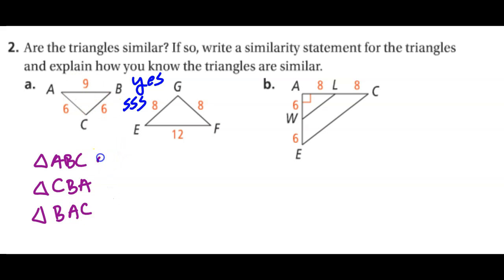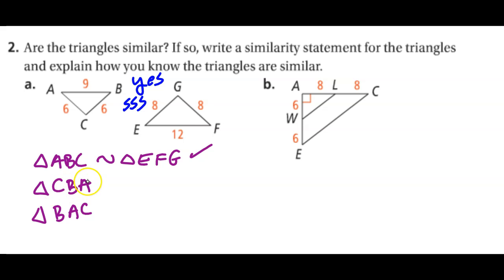But if I'm writing the similarity statement here, the next triangle, the angles should match up. So what corresponds to angle A? In this case, since it's isosceles, either E or F, since E and F are congruent angles, would work. But I'm going to go ahead and just start with E. What corresponds to B? F does. And what corresponds to C? G does. Now C is across from the largest side, so it has to match up with G every time there. So that's one way you can write that similarity statement.